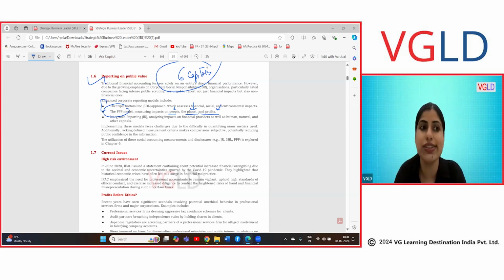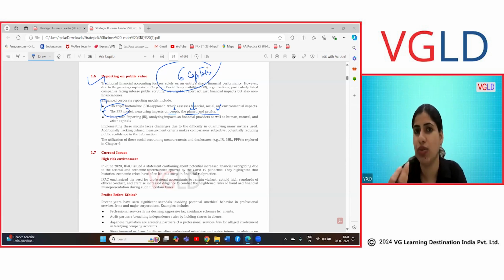Earlier, only financial statements were being provided. Now, non-financial as well as internal, external, and tangible, intangible, every kind of information is being provided. Integrated reporting includes six capitals, that includes social, human, natural, financial, manufacturer, intellectual capital.